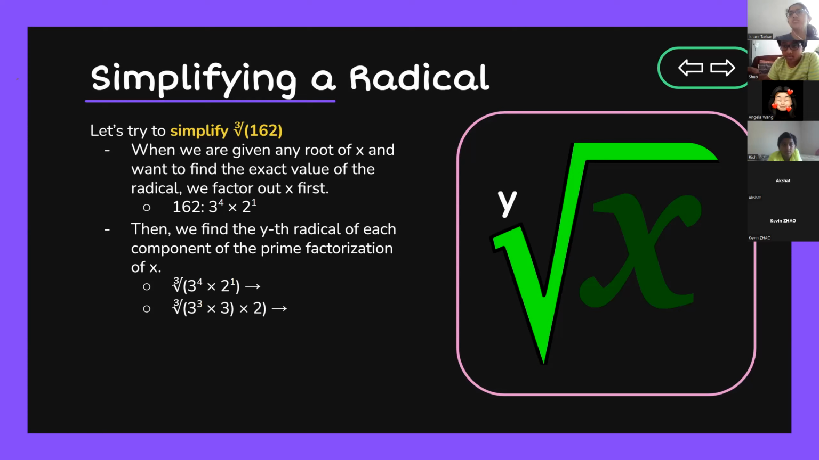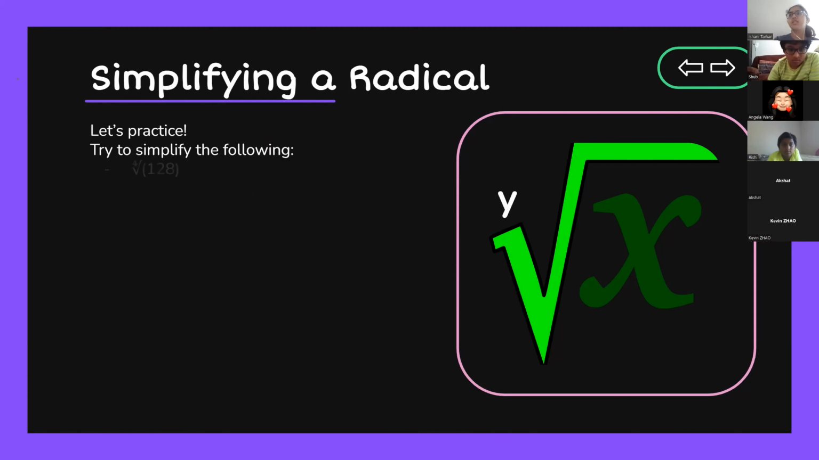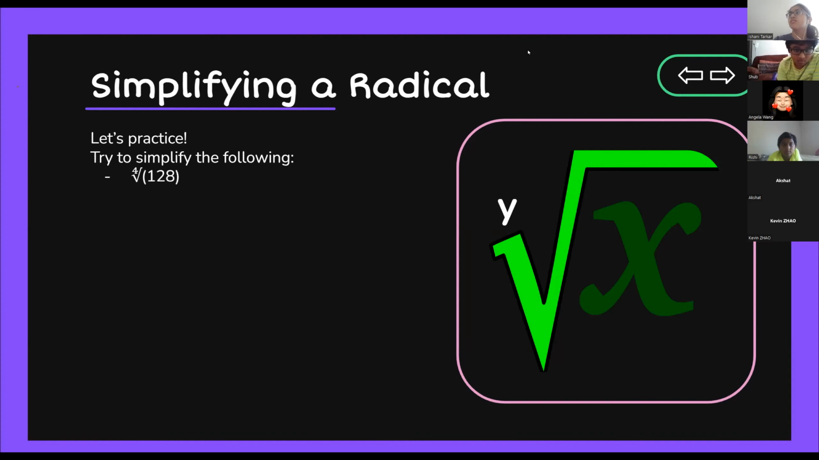So this would be the cube root of 3 to the third times 3 times 2. And that would be equal to 3, because the cube root of 3 to the power of 3 is just 3, multiplied by the cube root of 3 times 2, which is 6. So we multiply the terms underneath the radical and the terms outside the radical separately. So we get 3 cube root 6. Let's practice. Try to simplify the following: the fourth root of 128.